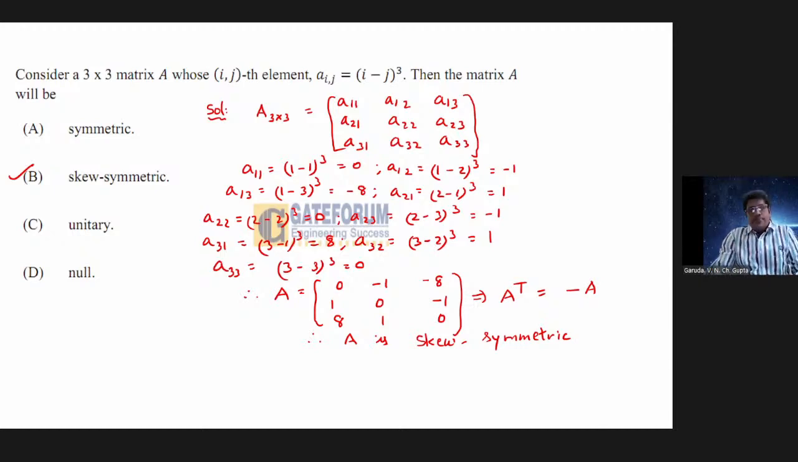Symmetric matrix means elements in a row are equal to elements in the corresponding column. What is the skew symmetric condition? Diagonal elements must be 0. Elements in a row are equal to minus into elements in the corresponding column. What is the corresponding column? It means first row is related to first column, second row to second column, third row to third column. Okay. The next example.